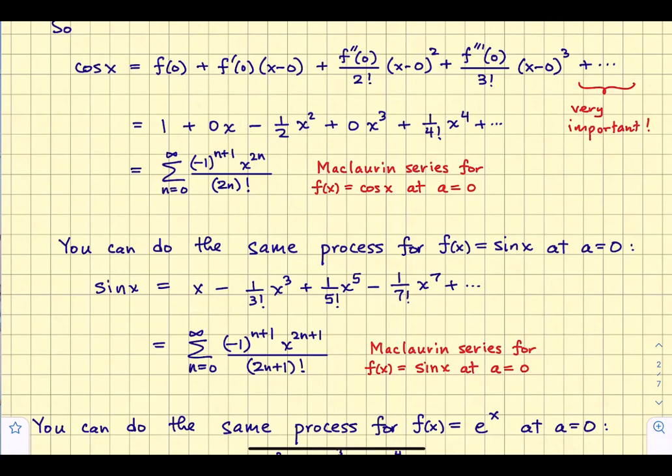They do alternate signs, so you have a minus 1 to the n plus 1. It starts positive and then it alternates, the non-zero terms alternate sign from there.